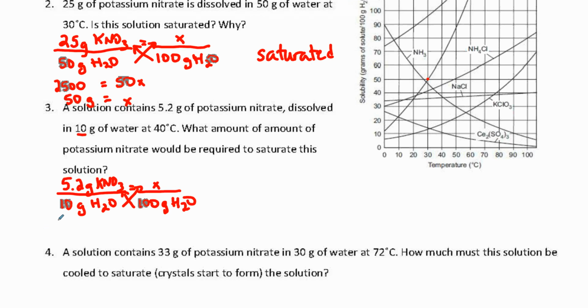So you end up getting 520 equals 10 times x, so 10x. And then to solve for x, you divide by 10. I'm just not showing that step because I don't have a lot of room. So divide by 10 on both sides, and that would give you 52. So that means x is equal to 52 grams of potassium nitrate. We'll just put 52 here so we don't forget.